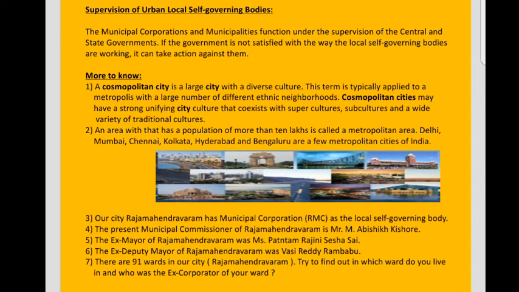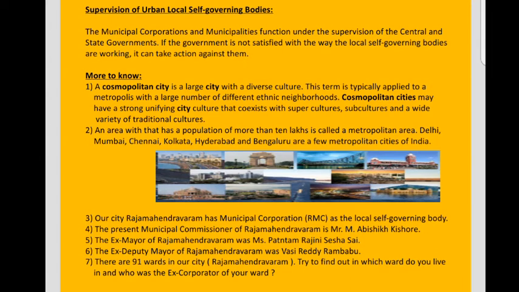Now moving on to more to know, children, here we have the meaning of the word cosmopolitan city. It's a large city with diverse cultures, and the term is typically applied to a metropolis also. So cosmopolitan cities may have a strong unifying city culture, and here we will discuss again. We've discussed what are metros. An area with a population of more than 10 lakh is called a metropolitan city. We've already discussed earlier, that's Delhi, Mumbai, Chennai, Kolkata, etc. come under the metro cities.